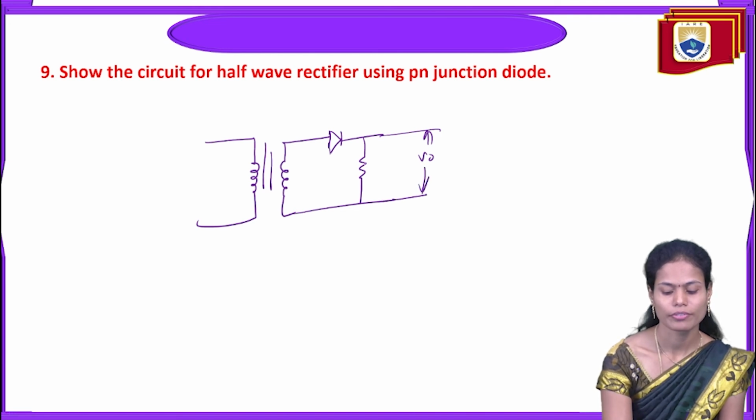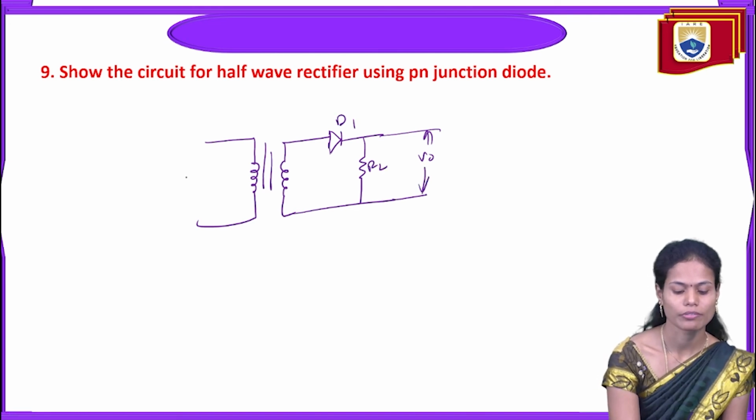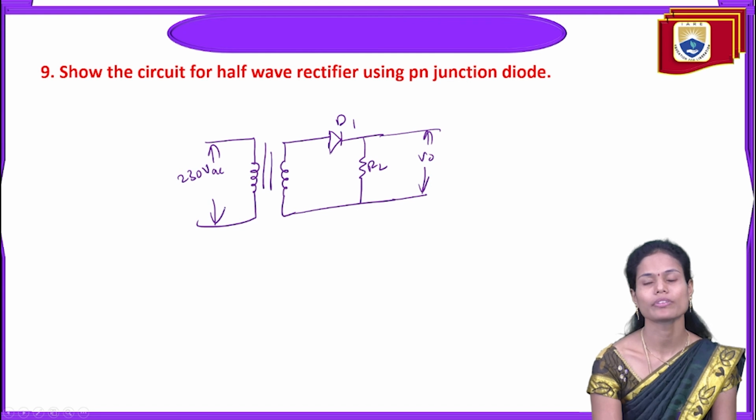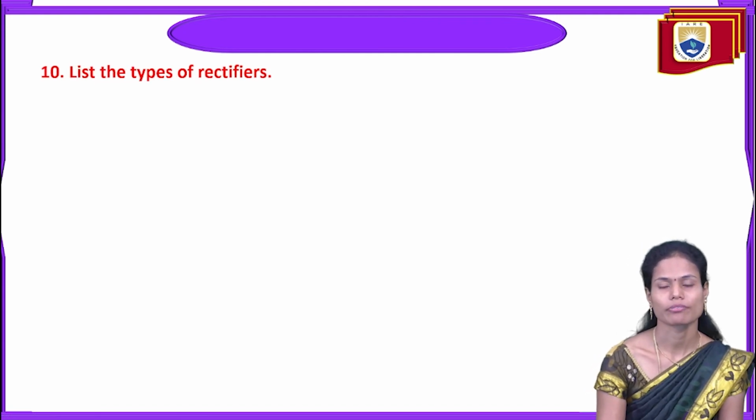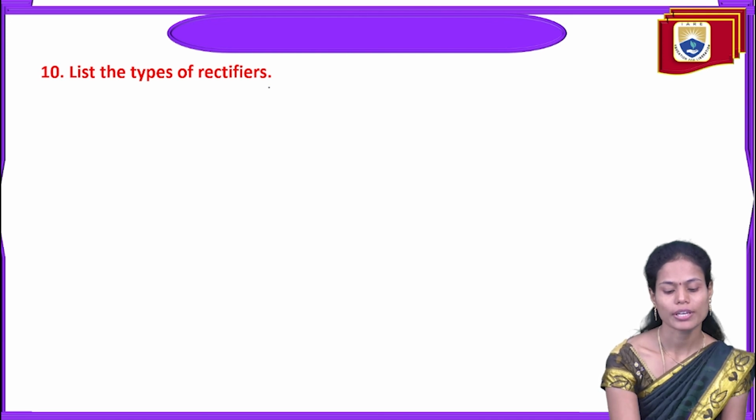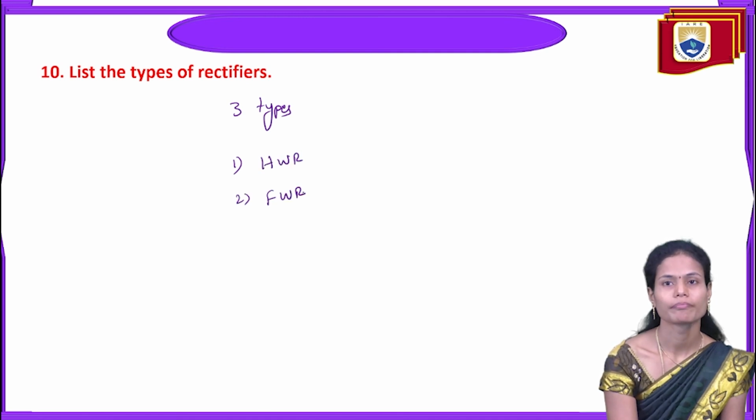Output voltage V1 here. So this is diode V1. Here we are applying the 230 volts AC. So this is the circuit of the half wave rectifier. And next, list the types of the rectifiers. So here 3 types of rectifiers are there. Those are half wave rectifier and full wave rectifier, and third one is bridge rectifier.